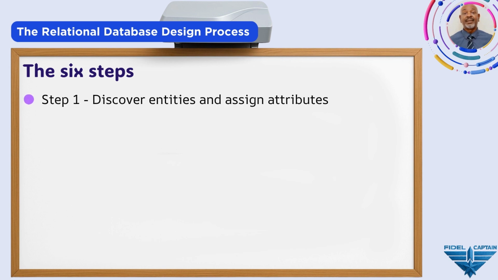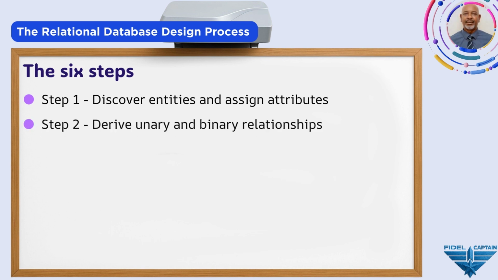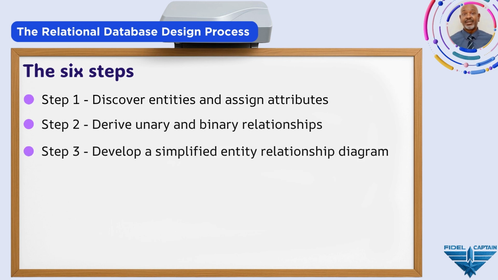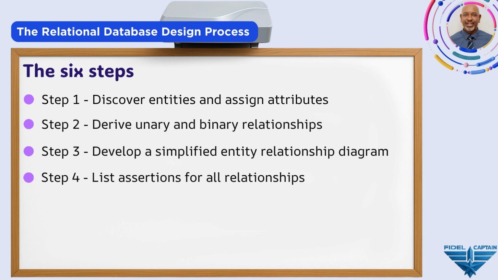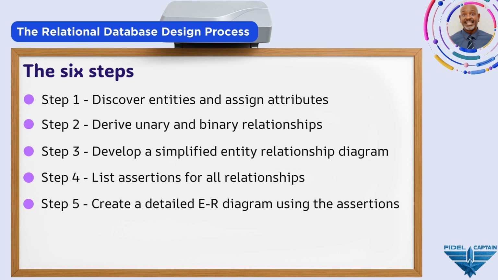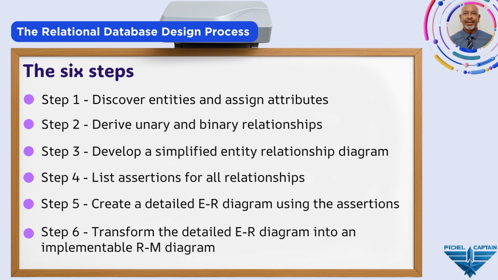Step 1. Discover entities and assign attributes. Step 2. Derive unary and binary relationships. Step 3. Develop a simplified entity relationship diagram. Step 4. List assertions for all relationships. Step 5. Create a detailed entity relationship diagram using the assertions. Step 6. Transform the detailed entity relationship diagram into an implementable relational model diagram.